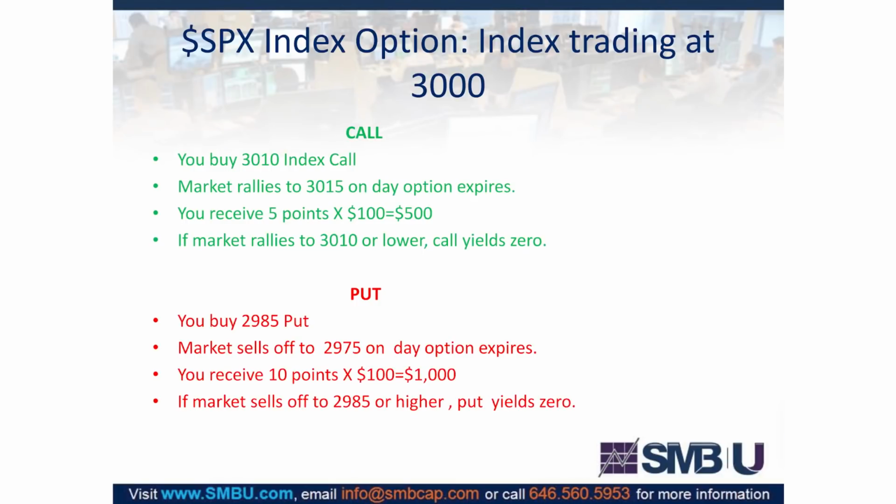So for example, if the SPX index is trading at 3,000 and you buy the 3010 call, if the SPX goes to 3015, you'd receive $500 of cash in your account. If the index closes at 3010 or lower, your call expires worthless. On the other side of the ledger, if you buy a 2985 put and the market sells off to 2975, you'd make $1,000. But if the market just sold off to 2985 or higher, the put would expire worthless. So those are the basics of index options.